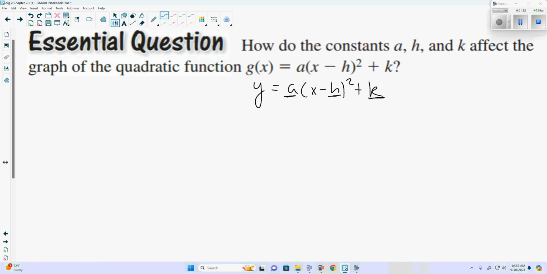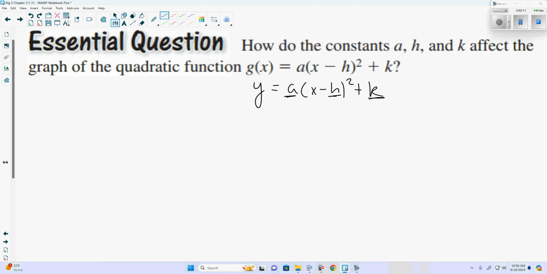Now the value of k is our up or down, how far we're moving the function up or down. Now our up and down is exactly what we think. If it's plus 2, it's moving it up 2. If it's minus 7, it's moving it down 7. Our k is our up and down.